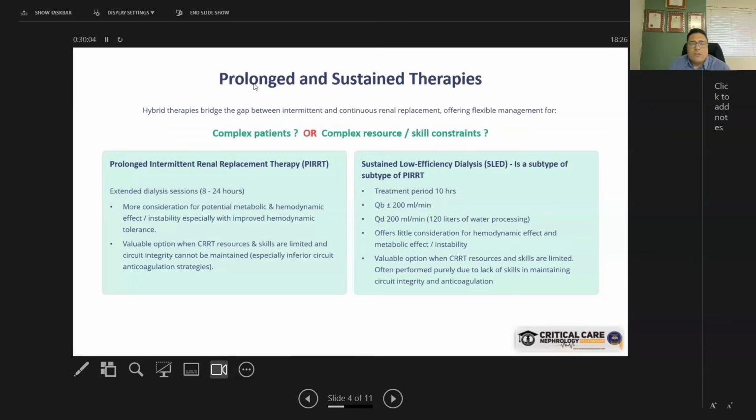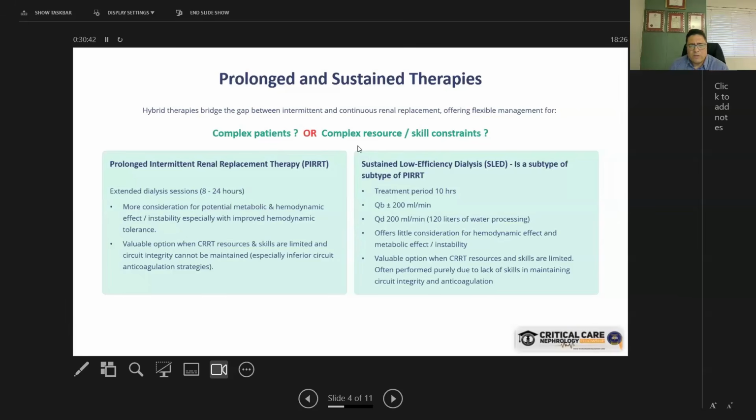We often hear these words in renal replacement therapy: prolonged treatment and sustained therapies. And we use many forms of hybrid therapies, which really are a bridge between intermittent and continuous renal replacement therapies, and offer us flexibility. The question that I really have for all of you is, when you're talking about these bridge and hybrid therapies, are we measuring it against patients who have various complexities, or are we really just talking about our complexities around our skills and the resources that we are able to use?